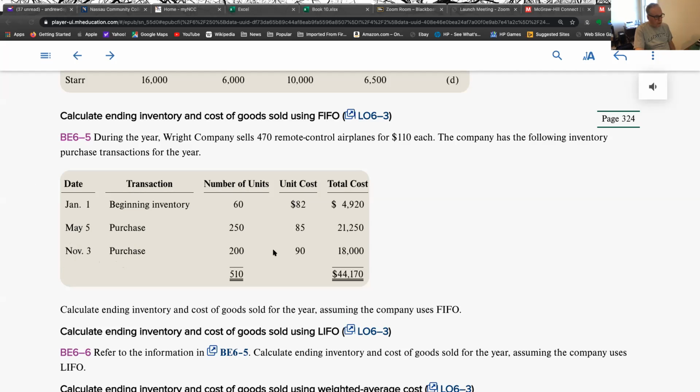All 40 come out of this 200. Right? So 40 times 90 is 3,600. Ending inventory would be 3,600. What would cost of goods sold be? It's the total available minus the ending inventory. 44,170 minus 3,600, whatever that comes out to be.